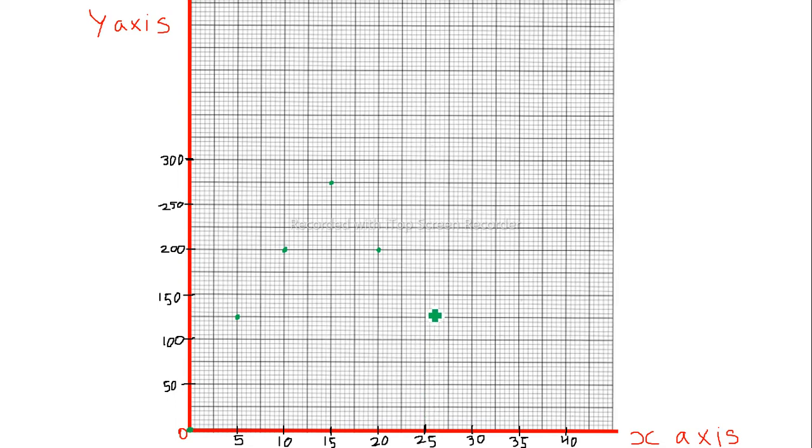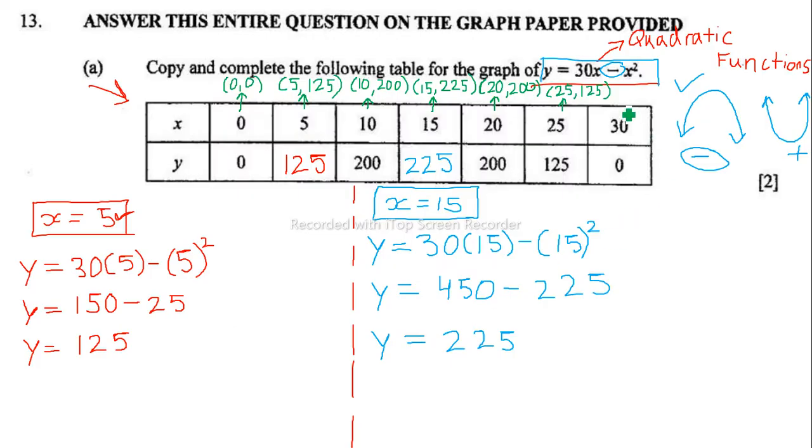25 and 125. So this is right now. You come back again. Then 30. Say it again. The last one is 30 and 0. Okay, so 30 and 0. But wasn't that what we were expecting?